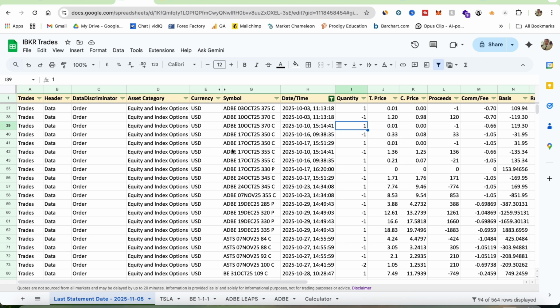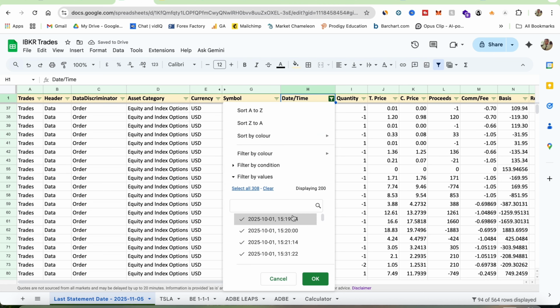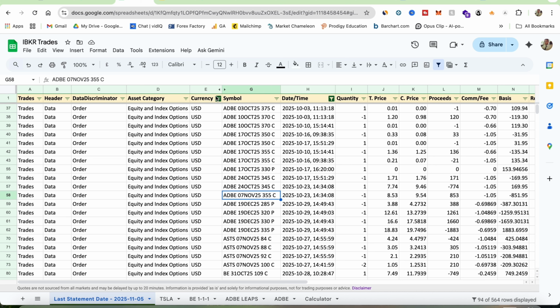So what I've done here is I've pulled the IBKR activity statement of all the trades. This has all the trades that I've done this year, and I've selected everything inside October for you guys so we can start calculating it. In terms of the number of trades, I made 95 trades in October.